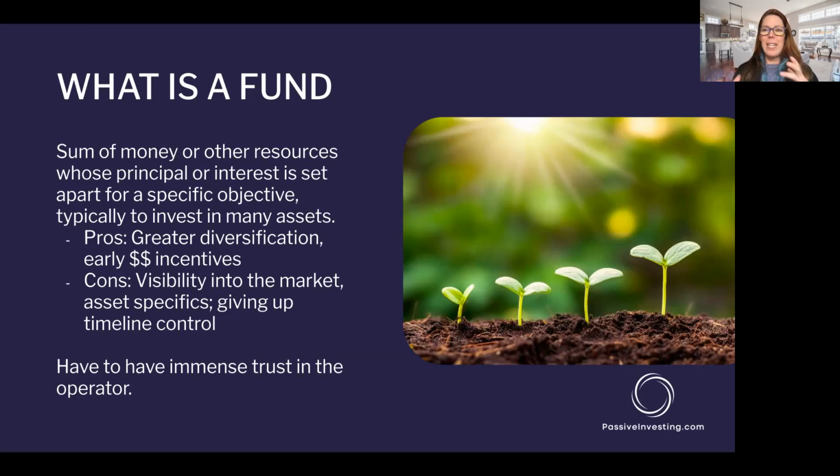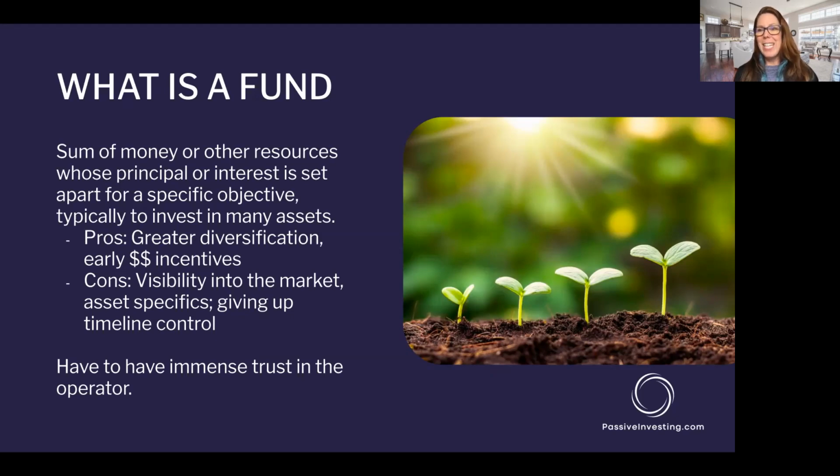So again, funds can be great for diversification. Cons are that you're definitely giving up visibility into the market and the asset specifics. You're more than likely giving up a lot of control on the timeline. A lot of funds take longer to unwind. So those funds generally are going to be locked in for 5 to 10 years. They're not going to be able to cycle out nearly as fast as single asset and small portfolio entities.